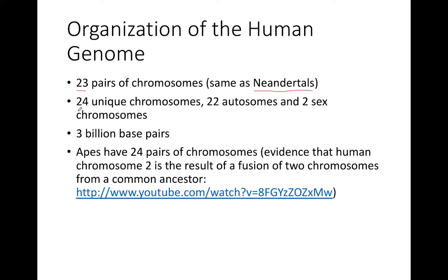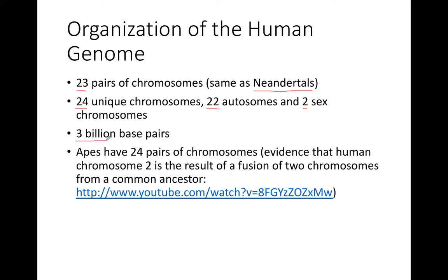Of those 23 pairs of chromosomes, they're made up of 24 unique chromosomes. That's a little bit misleading because, of course, each chromosome is actually probably quite unique in and of itself. But 22 of them are the autosomes, numbered 1 through 22, and two are the sex chromosomes, either X or Y, and of course the sex of each individual depends on the identity of those sex chromosomes.